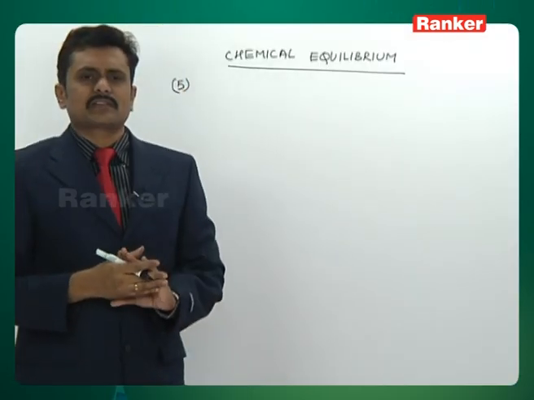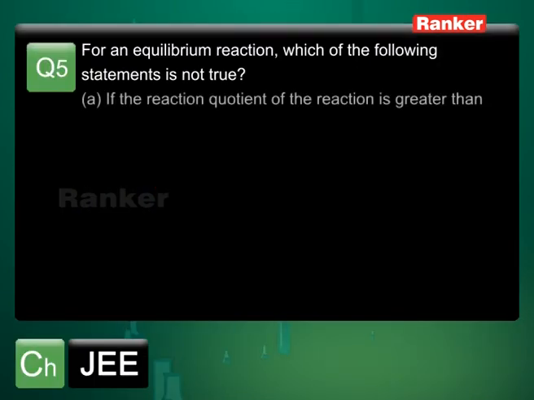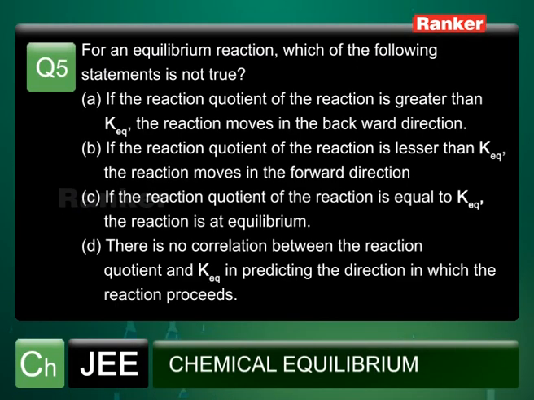For an equilibrium reaction, which of the following statements is not true? See, my dear students, here the options given are: if the reaction quotient of the reaction is greater than that of equilibrium constant, then reaction is moving in the backward direction. If the reaction quotient is lesser than K, the reaction moves in the forward direction. If the reaction quotient is equal to K, then the reaction is at equilibrium. Then there is no correlation between the reaction quotient and K equilibrium.